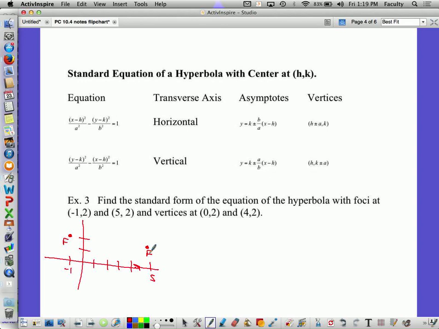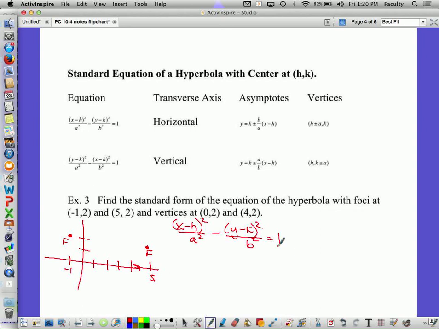So what do we know after plotting the two foci? What can we conclude? Horizontal. Good job. It has a horizontal transverse axis. So if it's horizontal, that's x minus h squared over a squared minus y minus k squared over b squared equals 1. So first we know the transverse axis is horizontal.